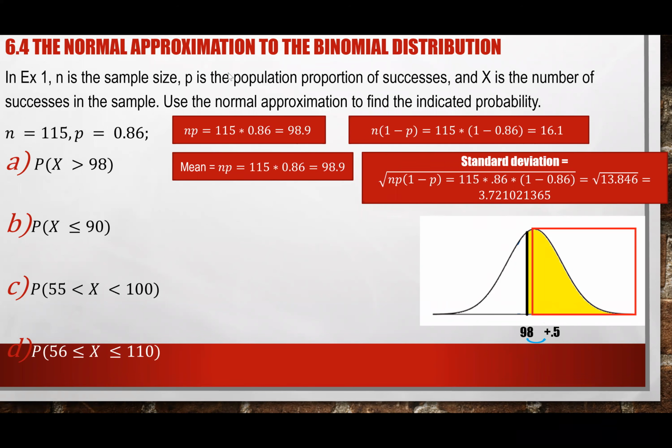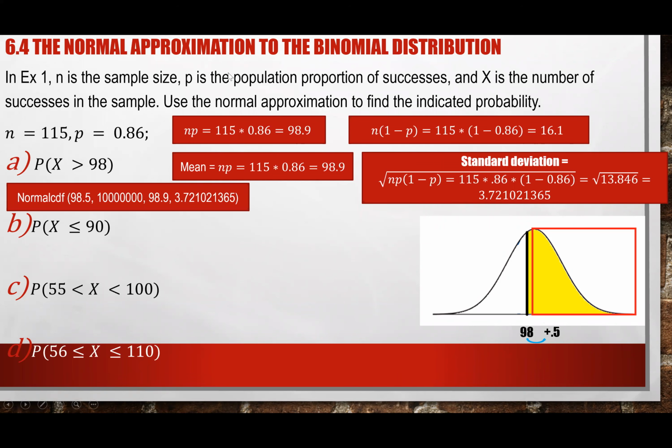And once you add 0.5, this is all you need to do, ladies and gentlemen: we use the same feature we've been using, which is normal CDF. My lower limit is not 95, and it's not 98, but it's 98.5. You need to adjust it.